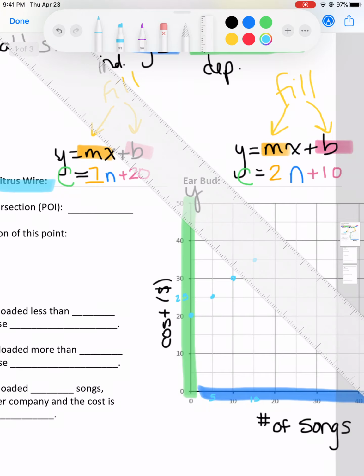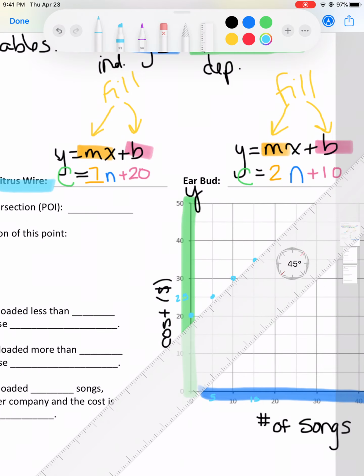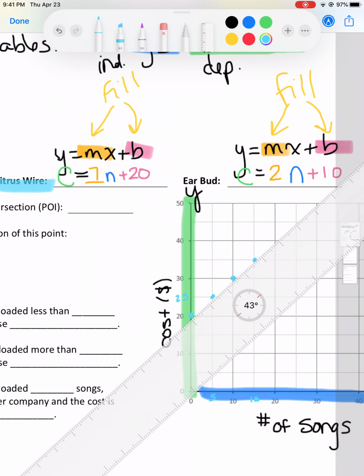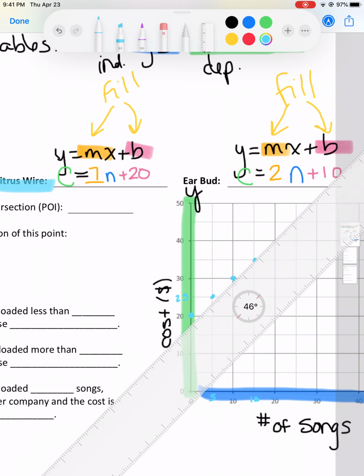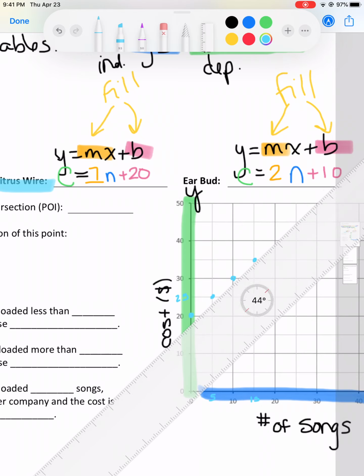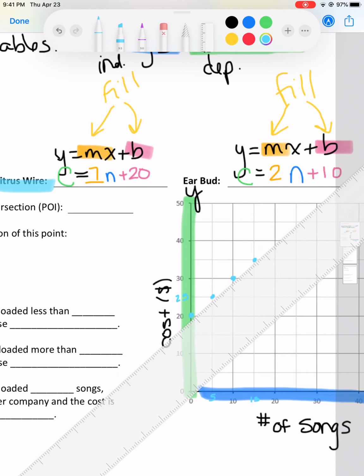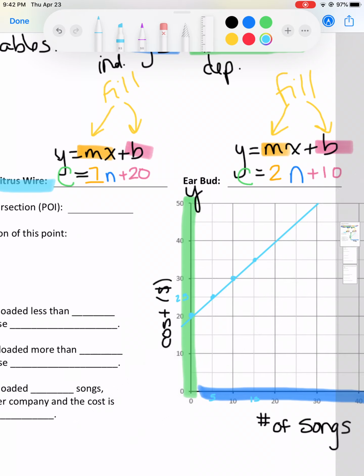So get out your fancy dancy ruler. How else can you graph, guys? You can use Desmos. A lot of people did not use Desmos, or did not graph on their last assignment. Okay. Okay. So that is my citrus wire.